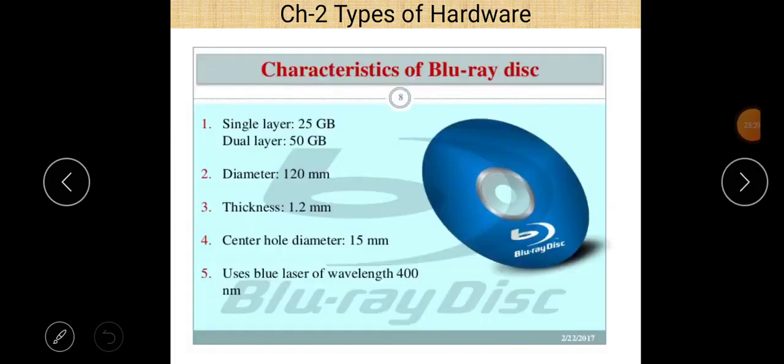These are the different characteristics of a Blu-ray disc. Single layer, 25 GB: we can store data up to 25 GB. Dual layer, we can store data up to 50 GB. Diameter 125 millimeter, thickness 1.2 millimeter, and center hole diameter 15 millimeter, and it uses a blue laser of wavelength up to 400 nanometer. So these are the characteristics of a Blu-ray disc.